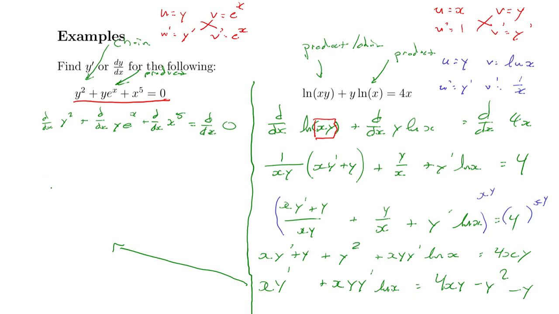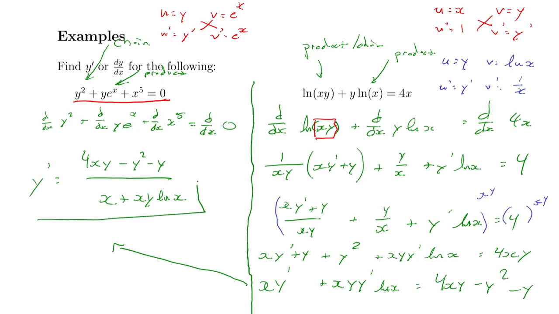All right, so now we'll end up with y prime equals 4xy minus y squared minus y over x plus xy natural log x. If you want, you can try and pull out a common factor of y here. You notice it won't cancel out in the denominator. Every now and then you can find things that will cancel out, but this is about as good as we can leave this here.